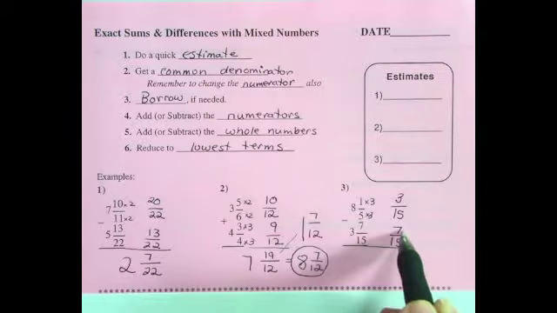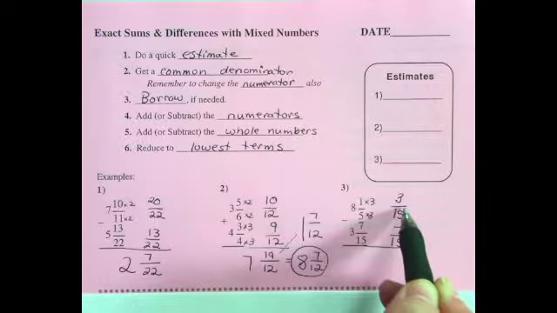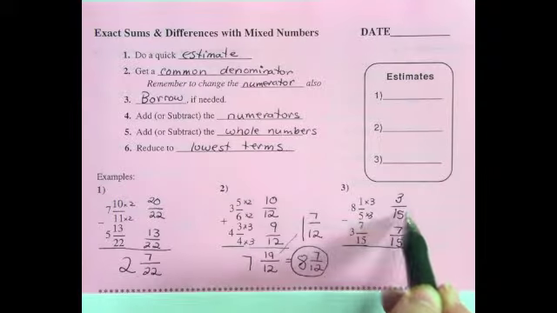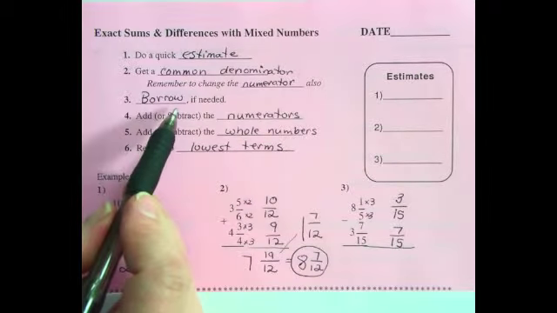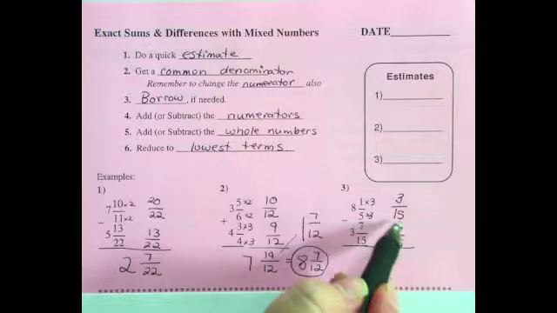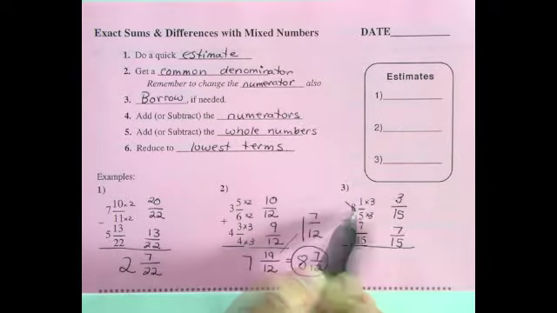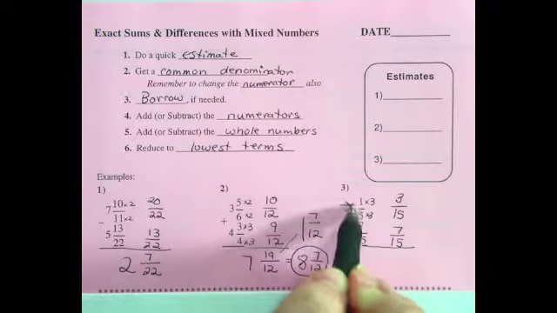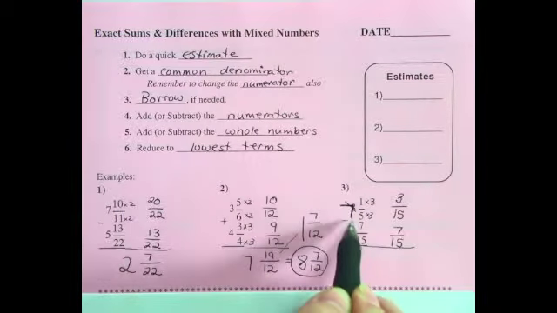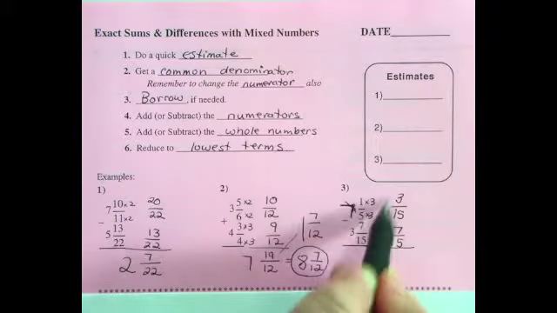3 minus 7, we can't do. We can't take 3 minus 7. We need more on top. So we're going to borrow. This is where that borrow if needed step comes in. We're going to borrow from the whole number. Instead of 8, let's make him 1 less, and now he is 7. But what are we going to do with that 1 we just borrowed? We're going to bring it over and combine it with the 3 fifteenths we already have.